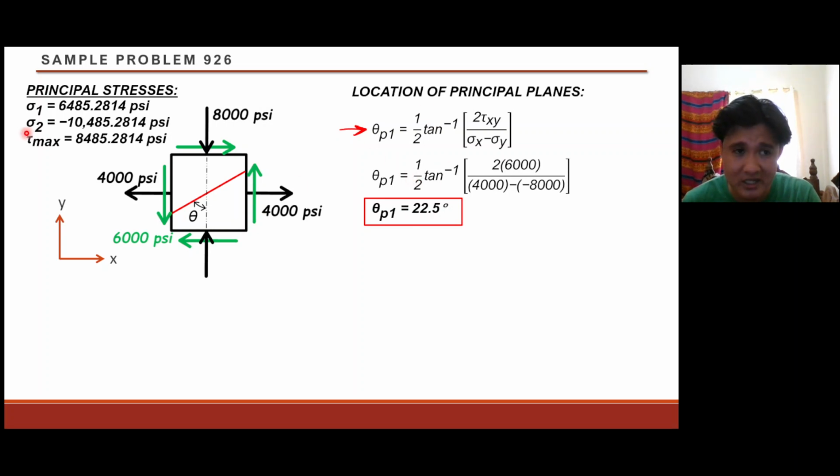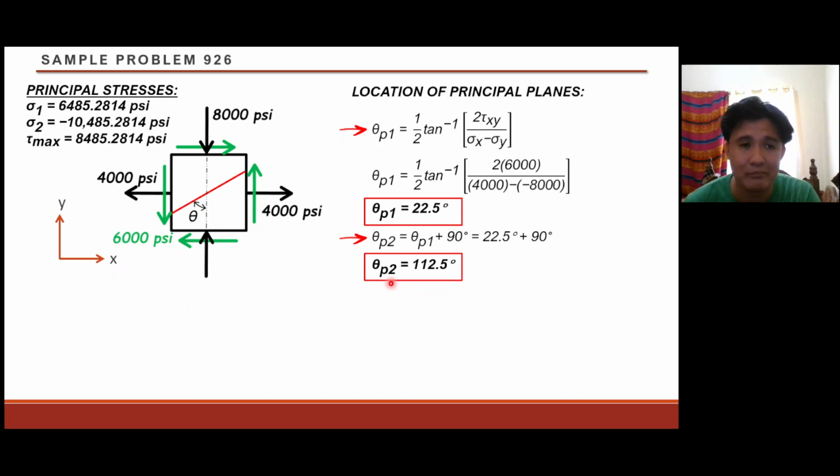For minor principal stress naman, si stress 2, makikita natin yan dito sa equation number 2 natin in finding the location of the principal plane. So we have theta P2, that is equal to theta P1 plus 90 degrees. So 22.5 plus 90, that is simply 112.5. That is yung location ng ating minor principal plane or minor principal stress. Okay? So 112.5 degrees.